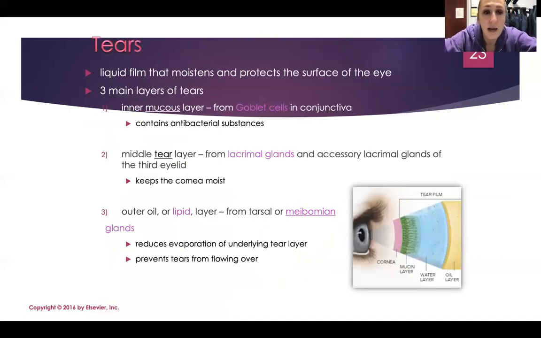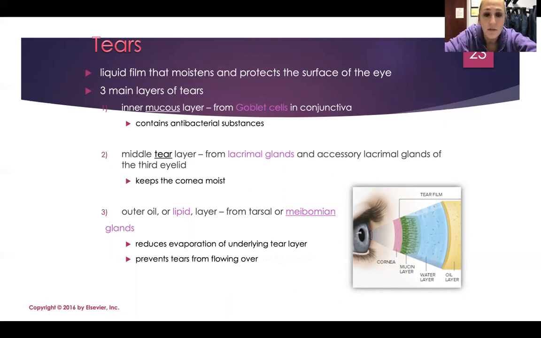Tears themselves are a liquid film that is designed to moisten, keep the eye nice and soft and supple, and protect or rinse the surface of the eye. There are 3 main layers of tears, and these are important. The inner layer is the mucoid layer, or mucus layer. Goblet cells in the conjunctiva itself produce this layer, and it actually has antibacterial substances. So that's pretty awesome. When it does that rinsing, it coats and helps prevent microinvaders by this antibacterial substance in this first layer.